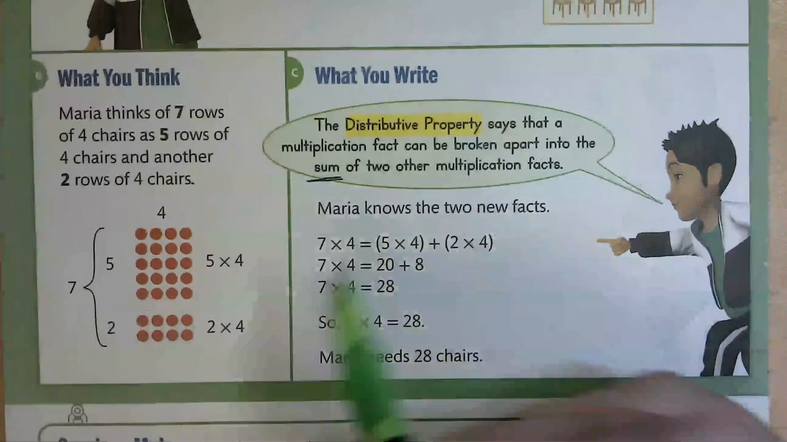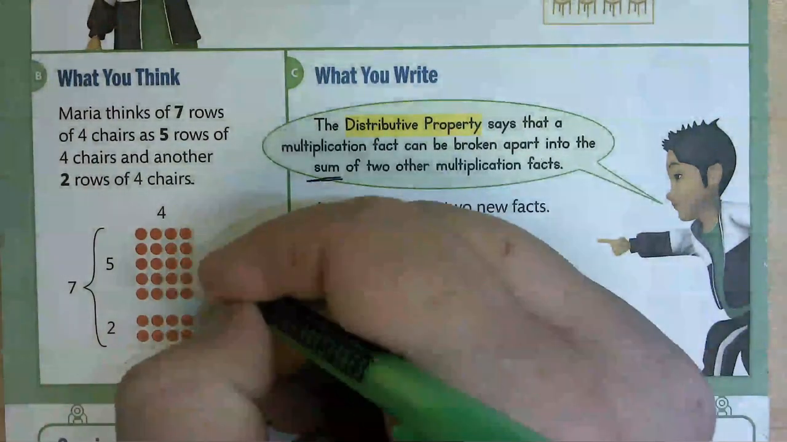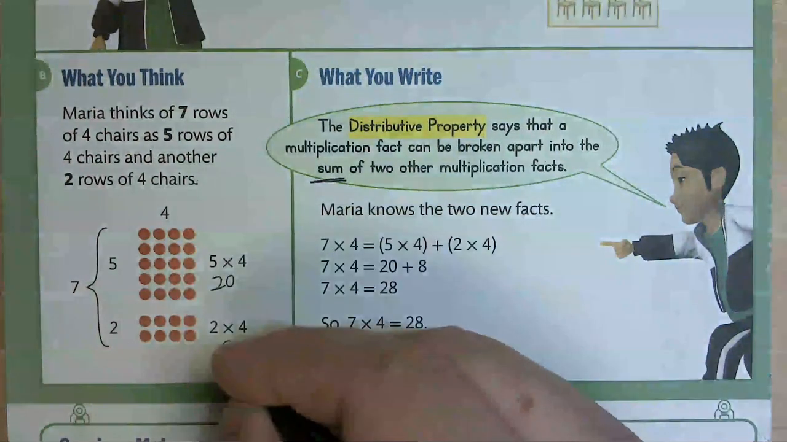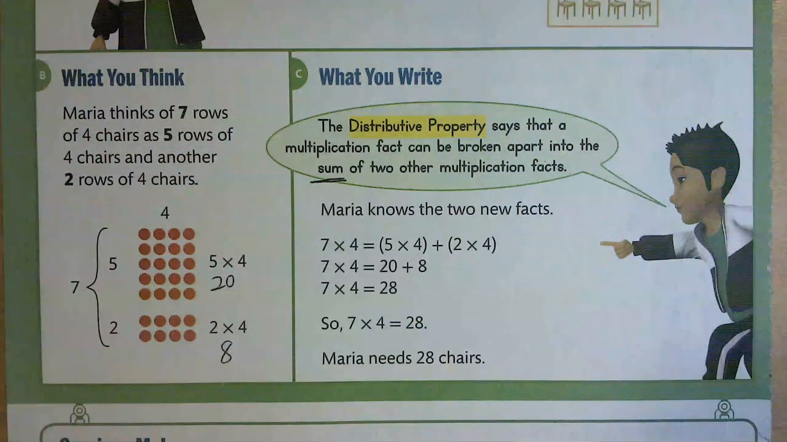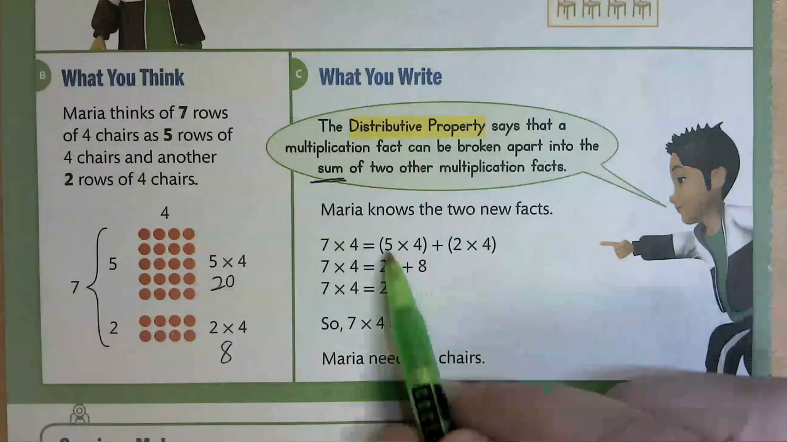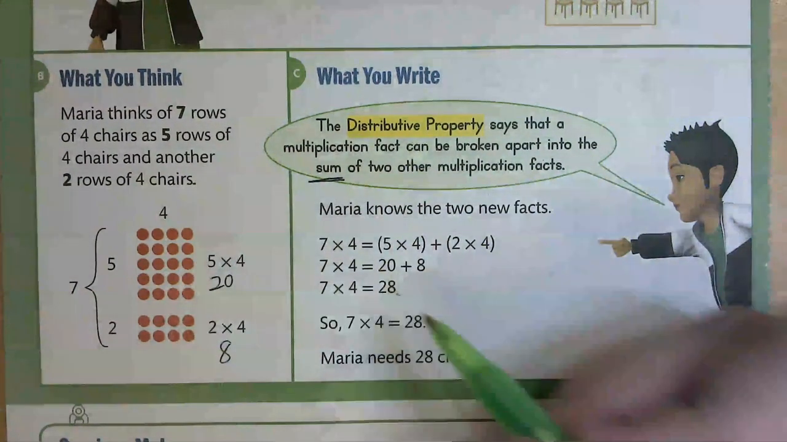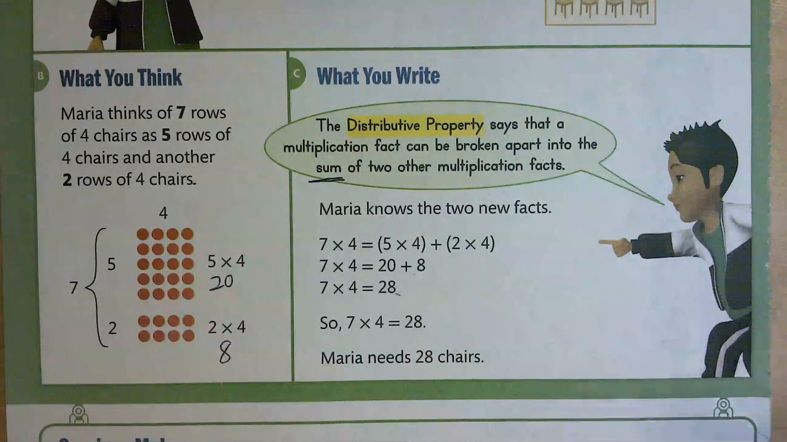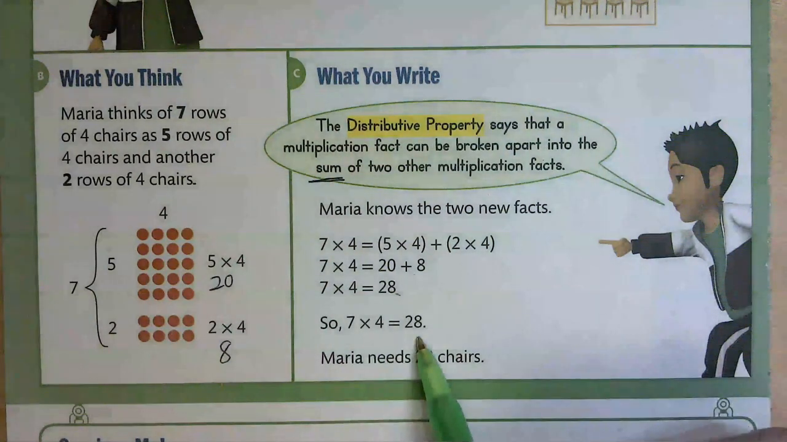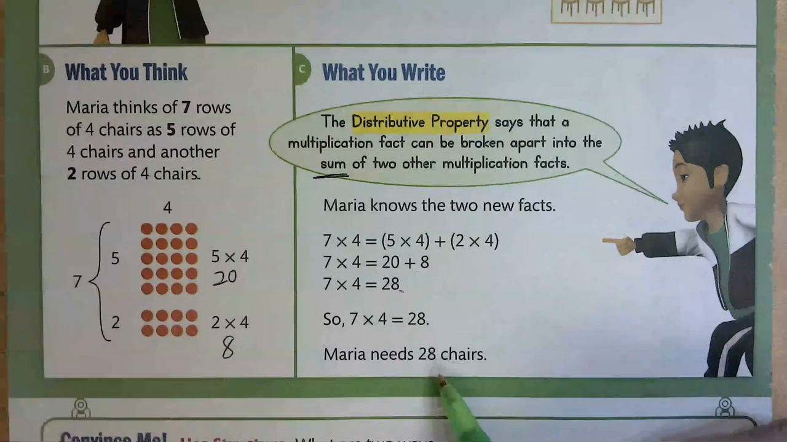Just like on the other page, we found out that 5 times 4 was 20. And we found out that 2 times 4 was 8. So here's our 20 and our 8. That's where those came from. And if we add those 2 parts together, we get 28. So 7 times 4 equals 28 because we can break it into these different parts. And that means that Maria will need those 28 chairs.